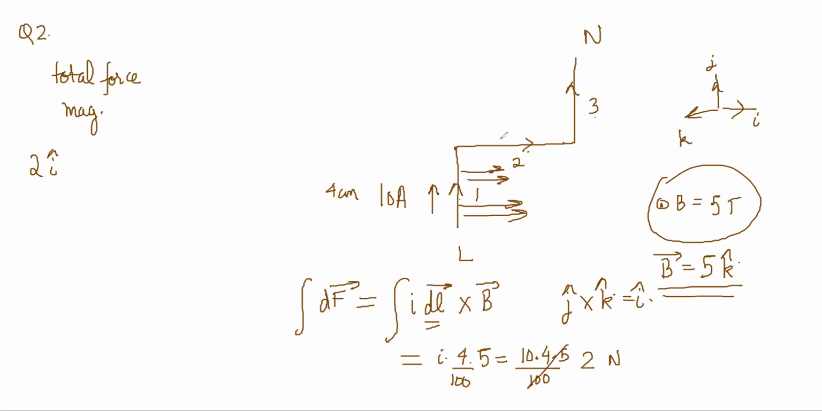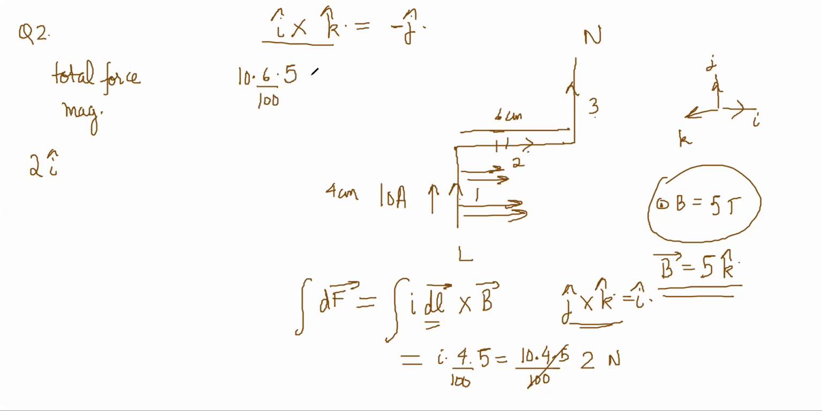Then on this section, it is going to be ILB, but what is the direction? L is in the i cap and B is k cap, right? L cross B will be i cross k, right? So direction will be minus j. Now this is 6 centimeter. So your magnitude will be I into L, 10 into 6 by 100 into B, which is 5.